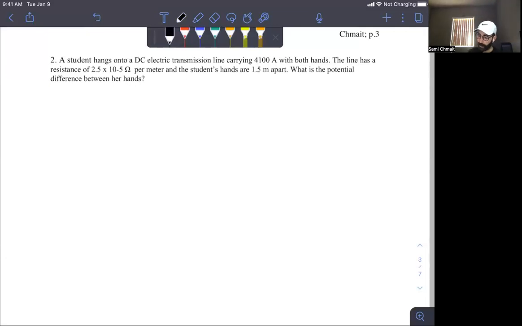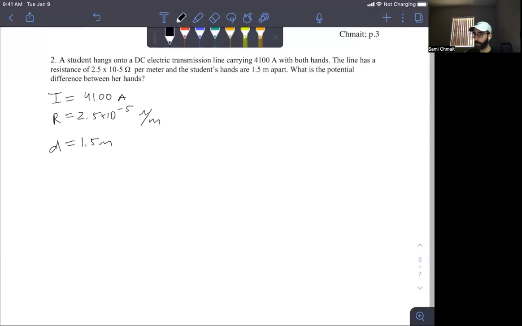So we're given a few different things here, starting with the current. We know the current is equal to 4,100 amps. We know the resistance is 2.5 times 10 to the minus 5, and they say ohms per meter. And we know the distance between the hands is 1.5 meters.